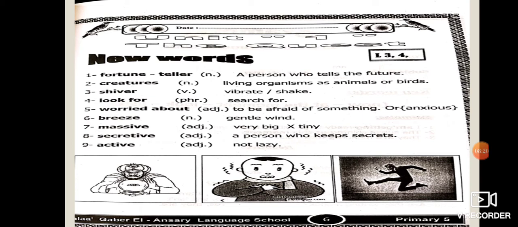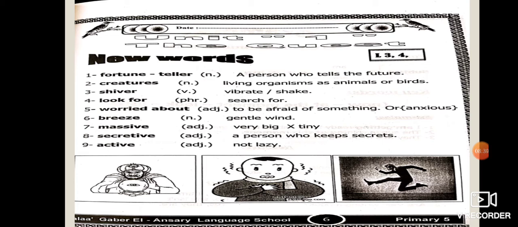Secretive. It's an adjective which means a person who keeps secrets. Number 9, the last word, active. An active person has energy and likes to do a lot of things.